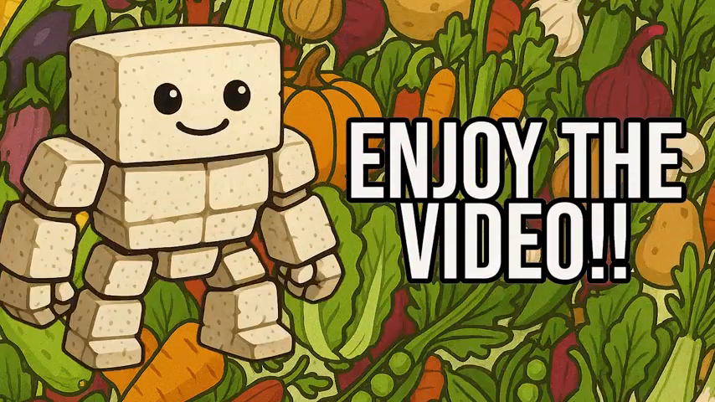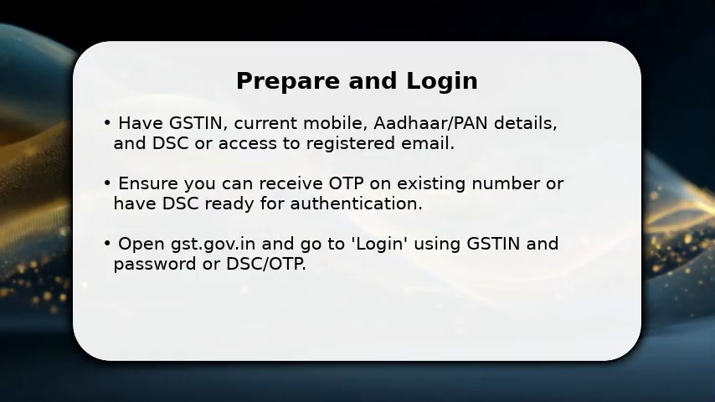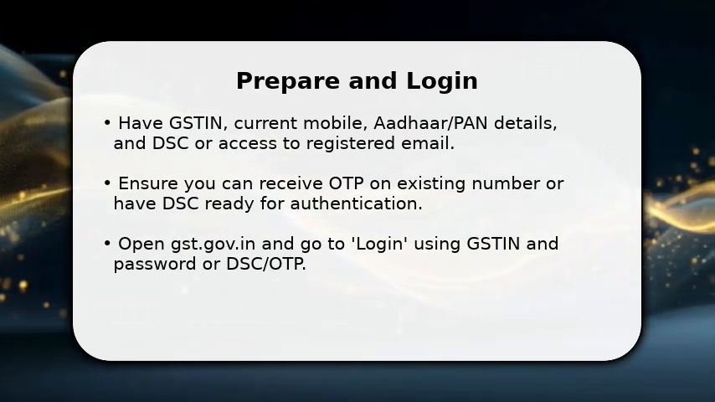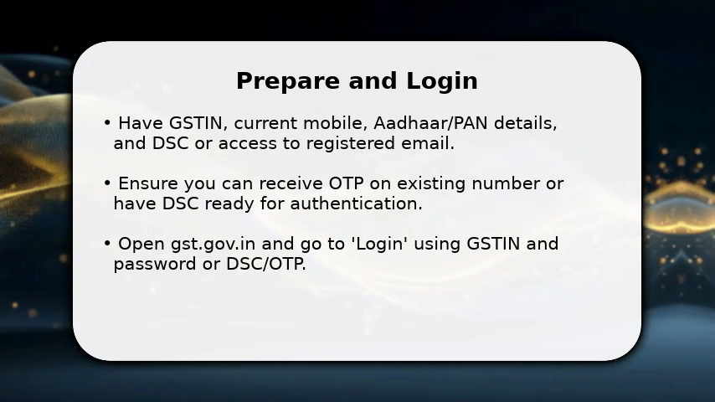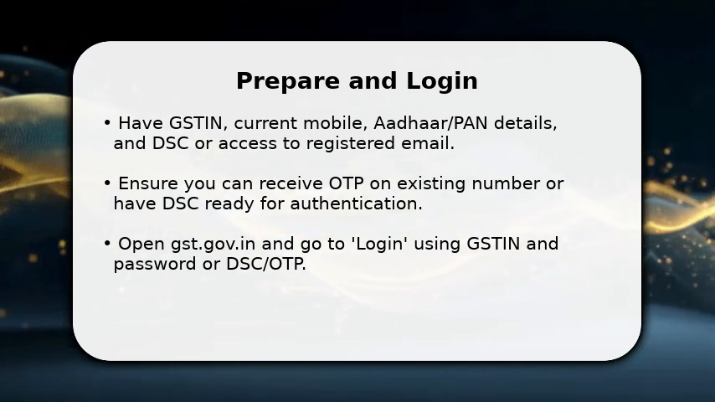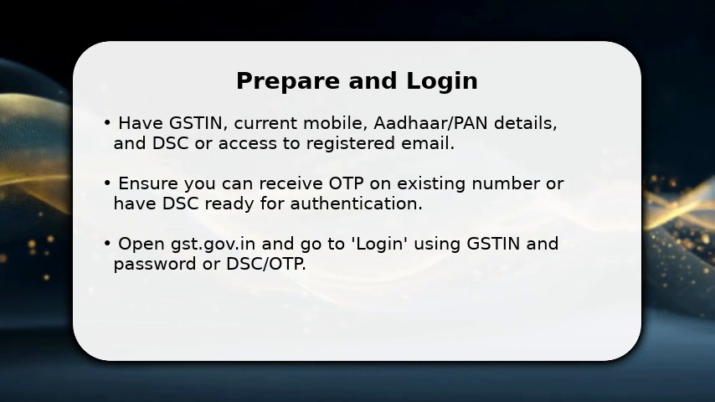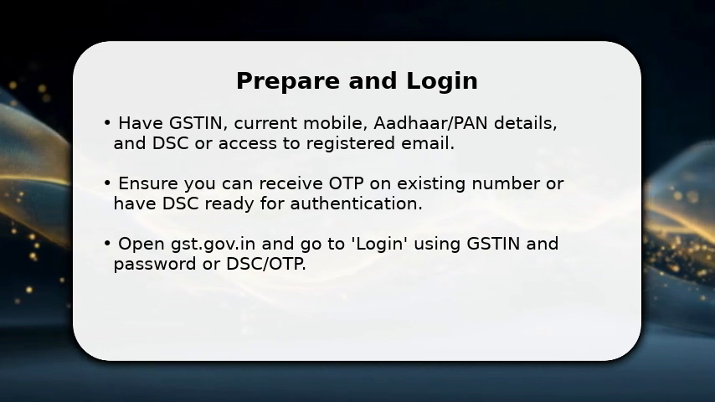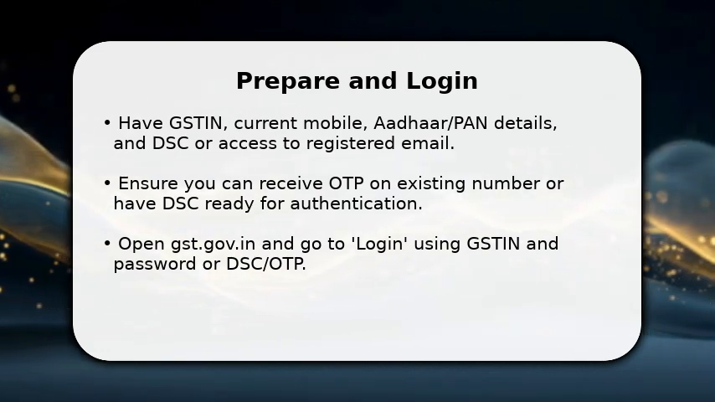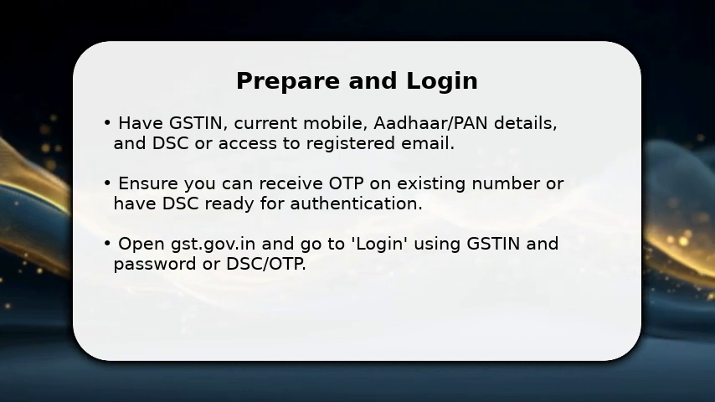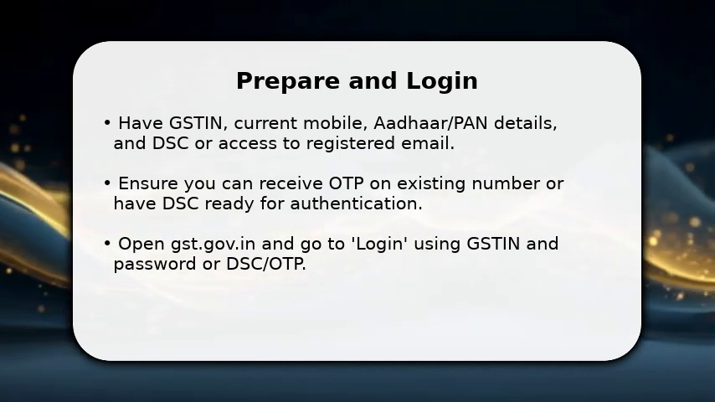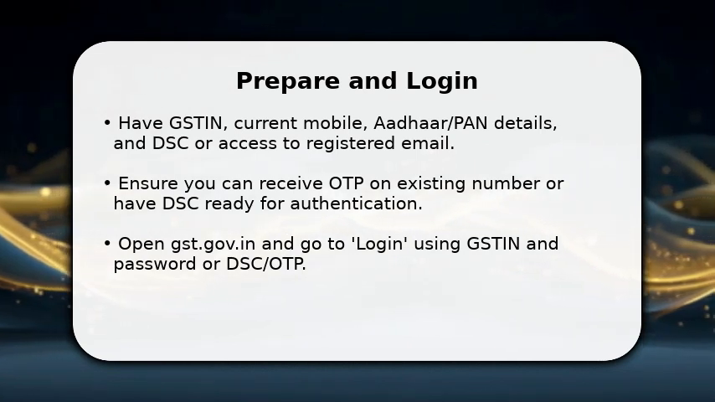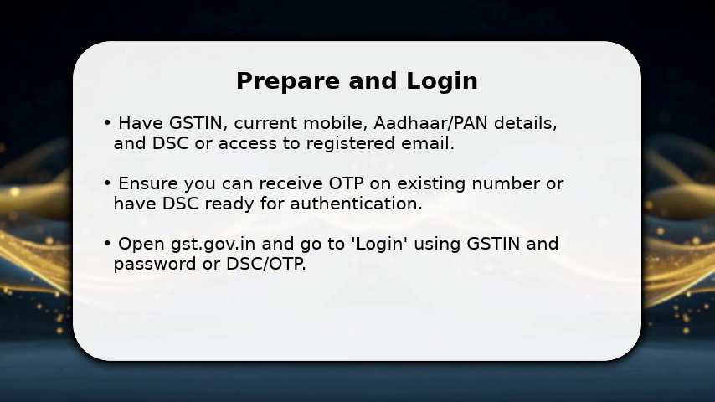Please enjoy the video. You start by confirming required items: GSTIN, the currently registered mobile, and either DSC or access to receive OTP on that number. Once ready, open the GSD portal and choose Login. Enter your GSTIN and password. If your account uses DSC, plug in the token now and select the digital signature option. If OTP is needed, request it and make sure you can retrieve it. These steps authenticate you and move immediately into the mobile update workflow.